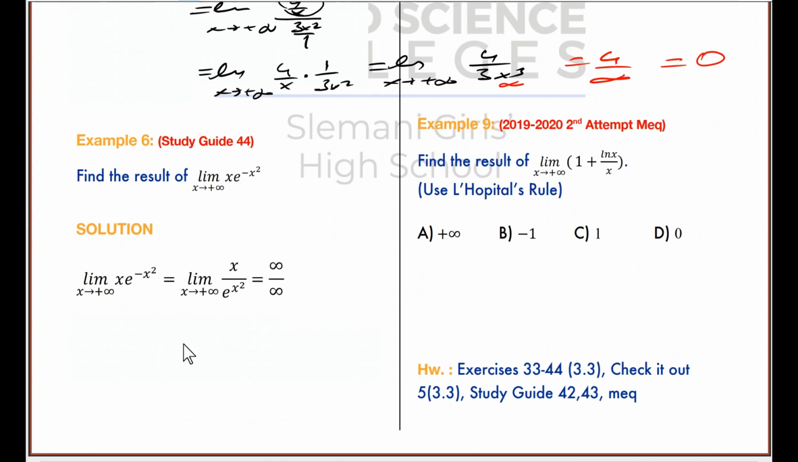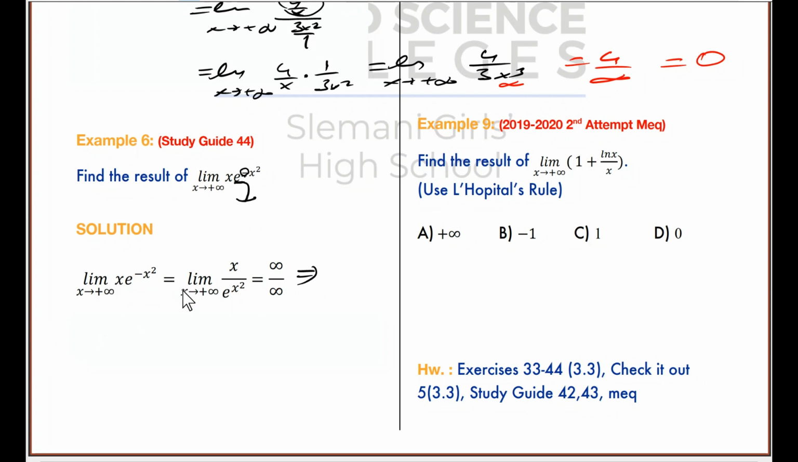Study guide question. Find the result of this. There is no division. How can I apply L'Hopital's? I can apply L'Hopital's by getting rid of that negative exponent. To get rid of this, I should move this power to the denominator. So rewrite this function as x divided by e to the power of x squared. So no more negative exponents. Now, inserting infinity for x results in infinity over infinity. So use L'Hopital's.